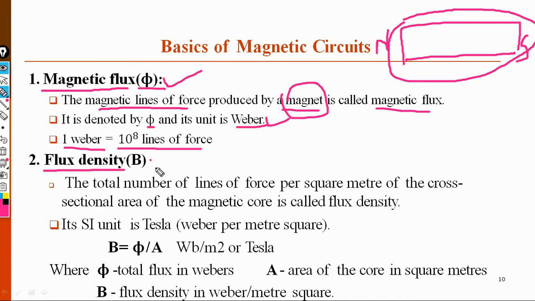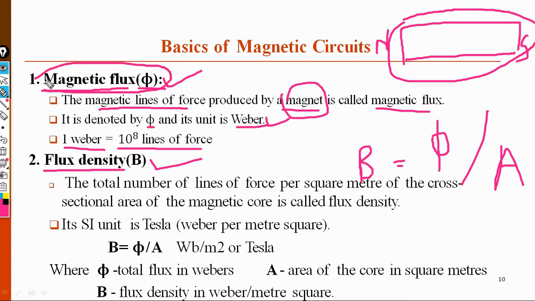The symbol is capital B. Flux density is defined as the ratio of magnetic flux per unit area. That means flux density B is equal to phi upon A. Phi means magnetic flux, and A means the area of the magnetic core, also called the cross-sectional area of the magnetic core. This is called flux density.